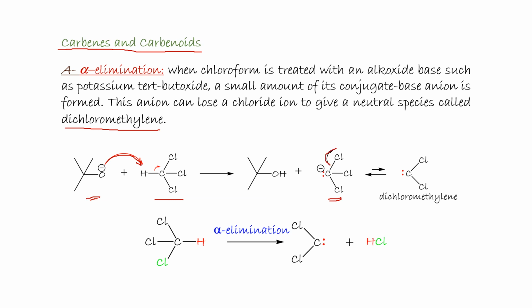The anion loses Cl- to form dichloromethylene, a carbene. Since the carbon has H and Cl, we call it alpha elimination, elimination of HCl from H and Cl on the same carbon. Before, what we took in E1 and E2, we call beta elimination: hydrogen and Cl on adjacent carbons.